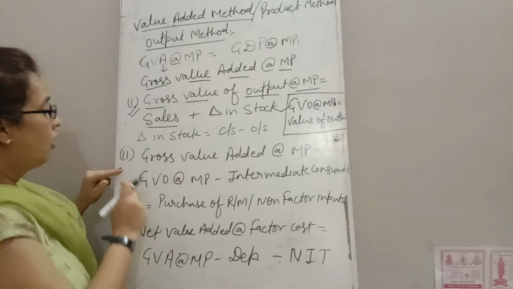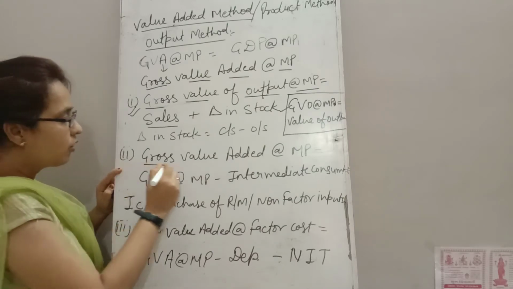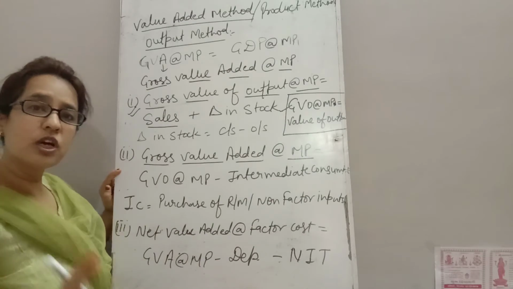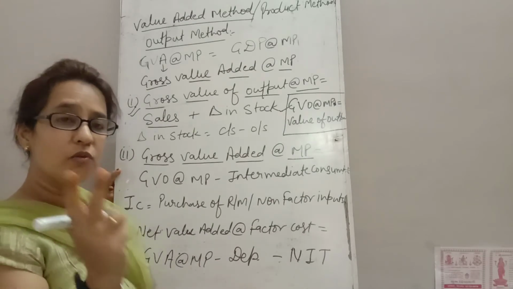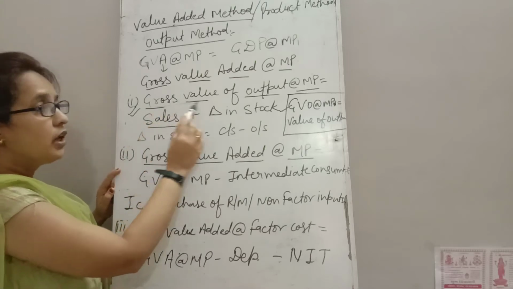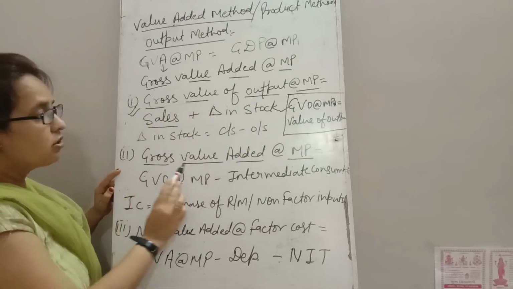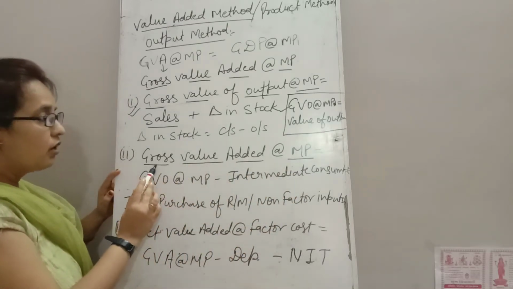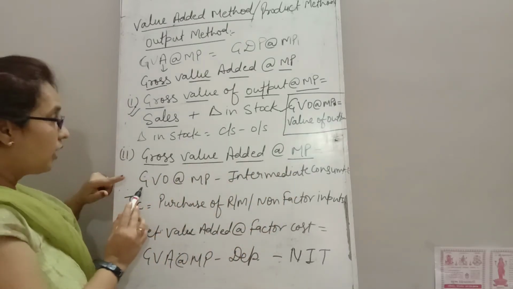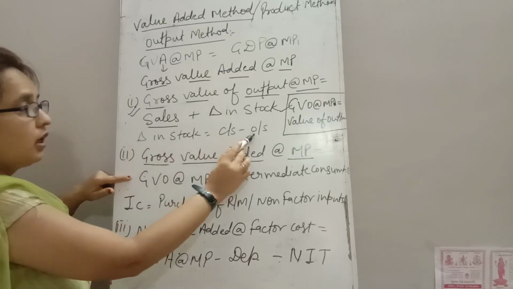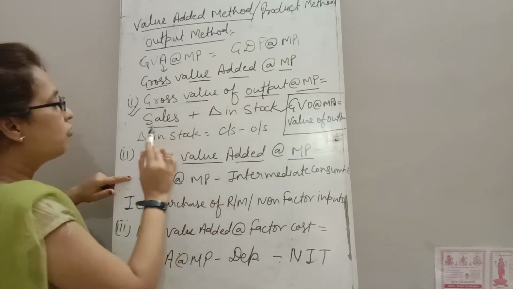Clear? Now, second formula, which we are going to apply, GVA at MP. In this method, we are going to apply three formulas. First of all, gross value of output. Second, gross value added at market price. How to calculate gross value added at market price? GVO we have calculated from here.